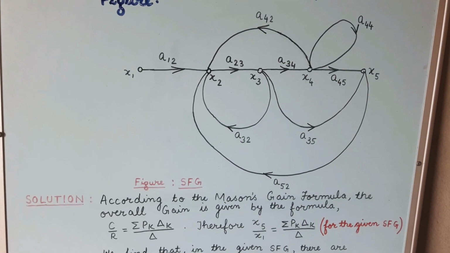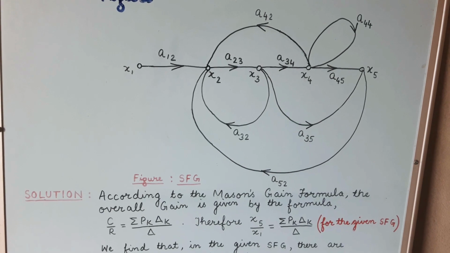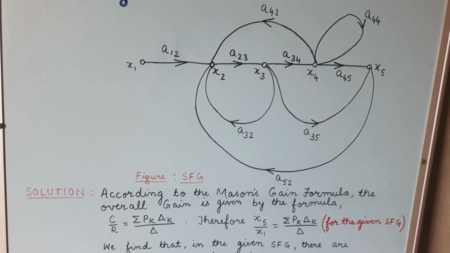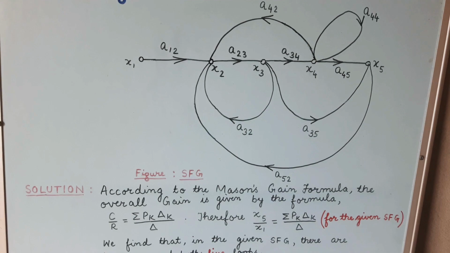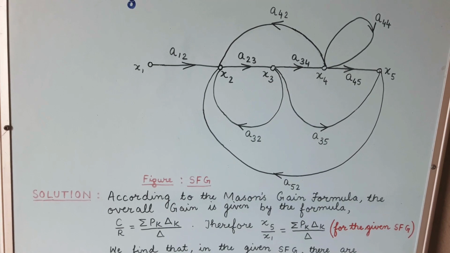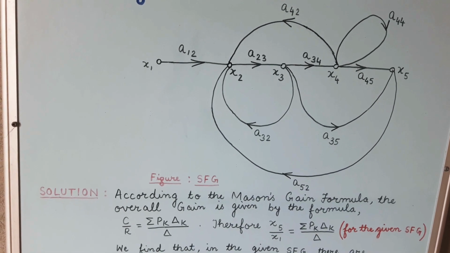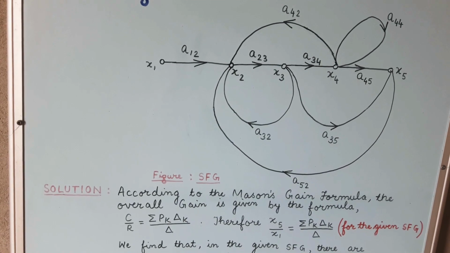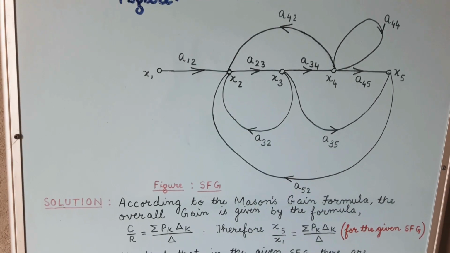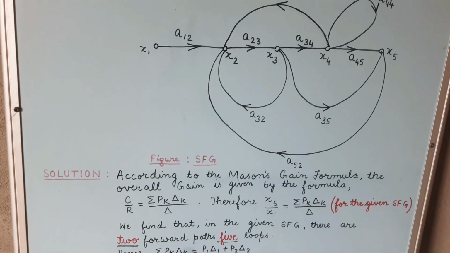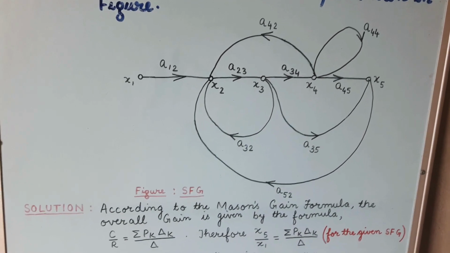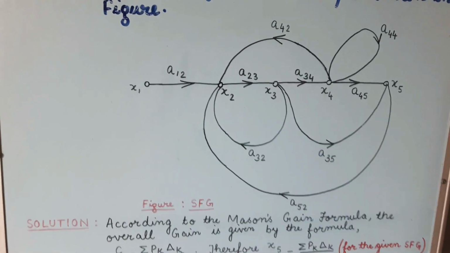Since in the given signal flow graph the output is x5 and the input is x1, we can write x5 by x1 will be equal to summation Pk delta K divided by delta. So first we will have to find out the value of Pk, delta K and delta. The term Pk denotes the gain of the kth forward path. So first we will find out the total number of forward paths in this given signal flow graph.